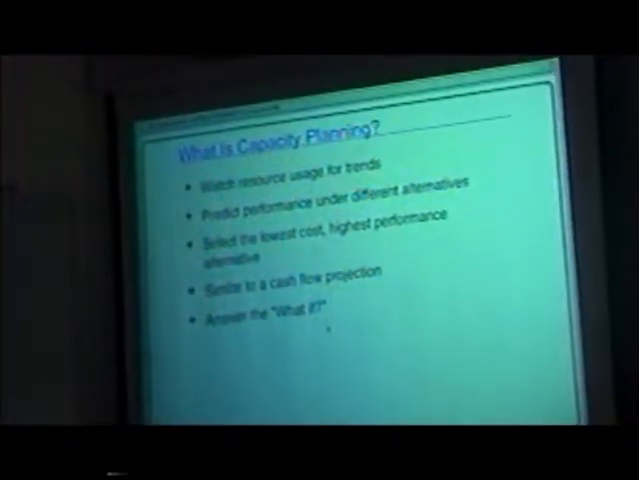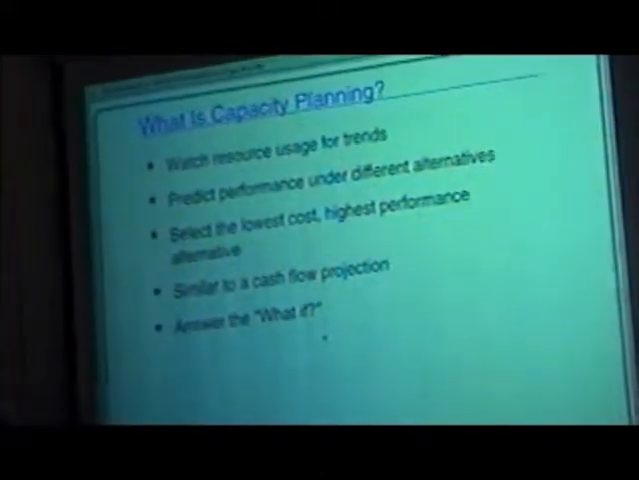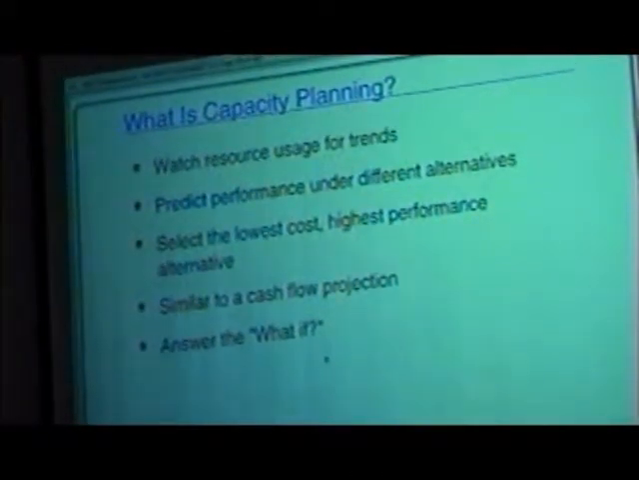And again, cash flow projection is the best way to describe capacity planning: to project into the future and say, I want to start the procurement process before I get the performance problem.